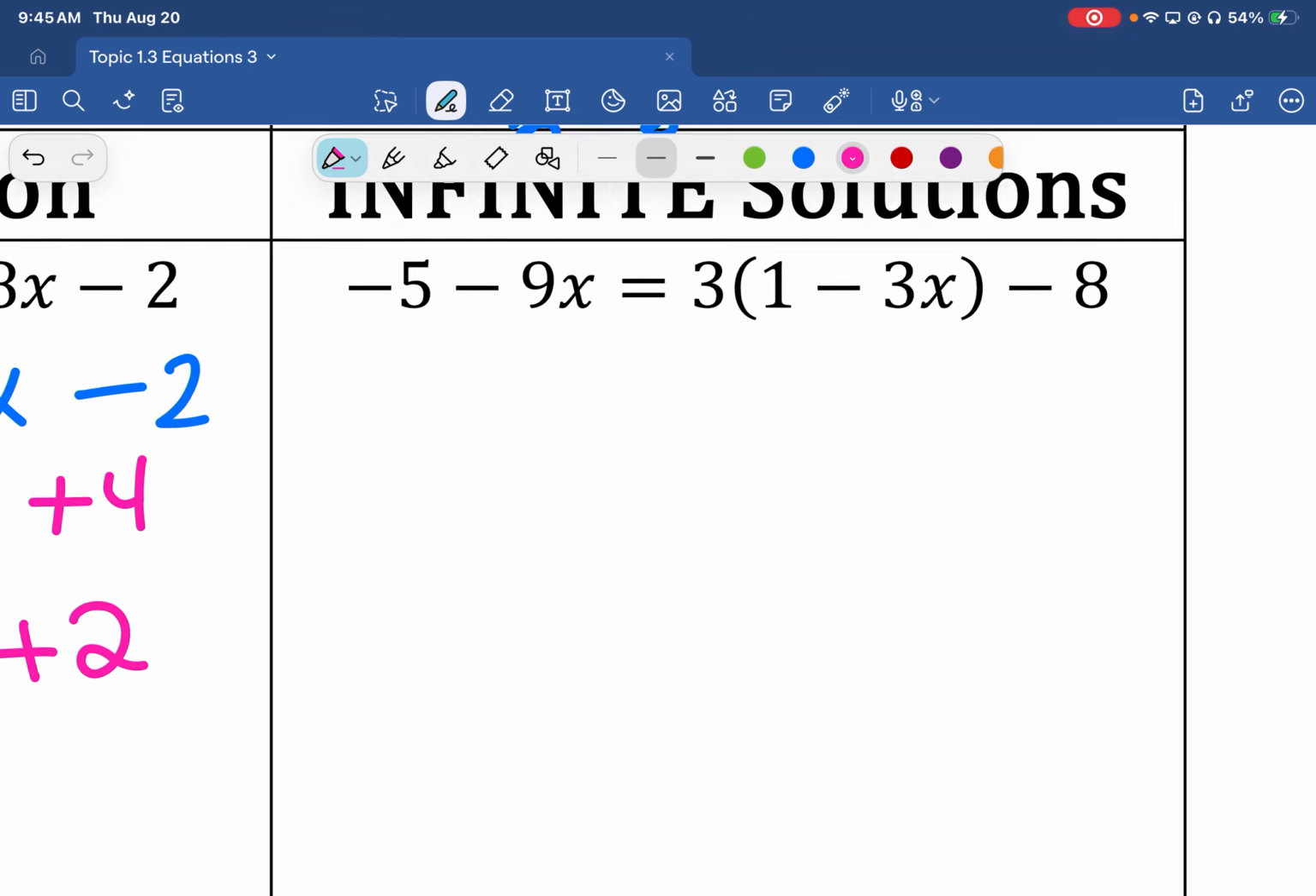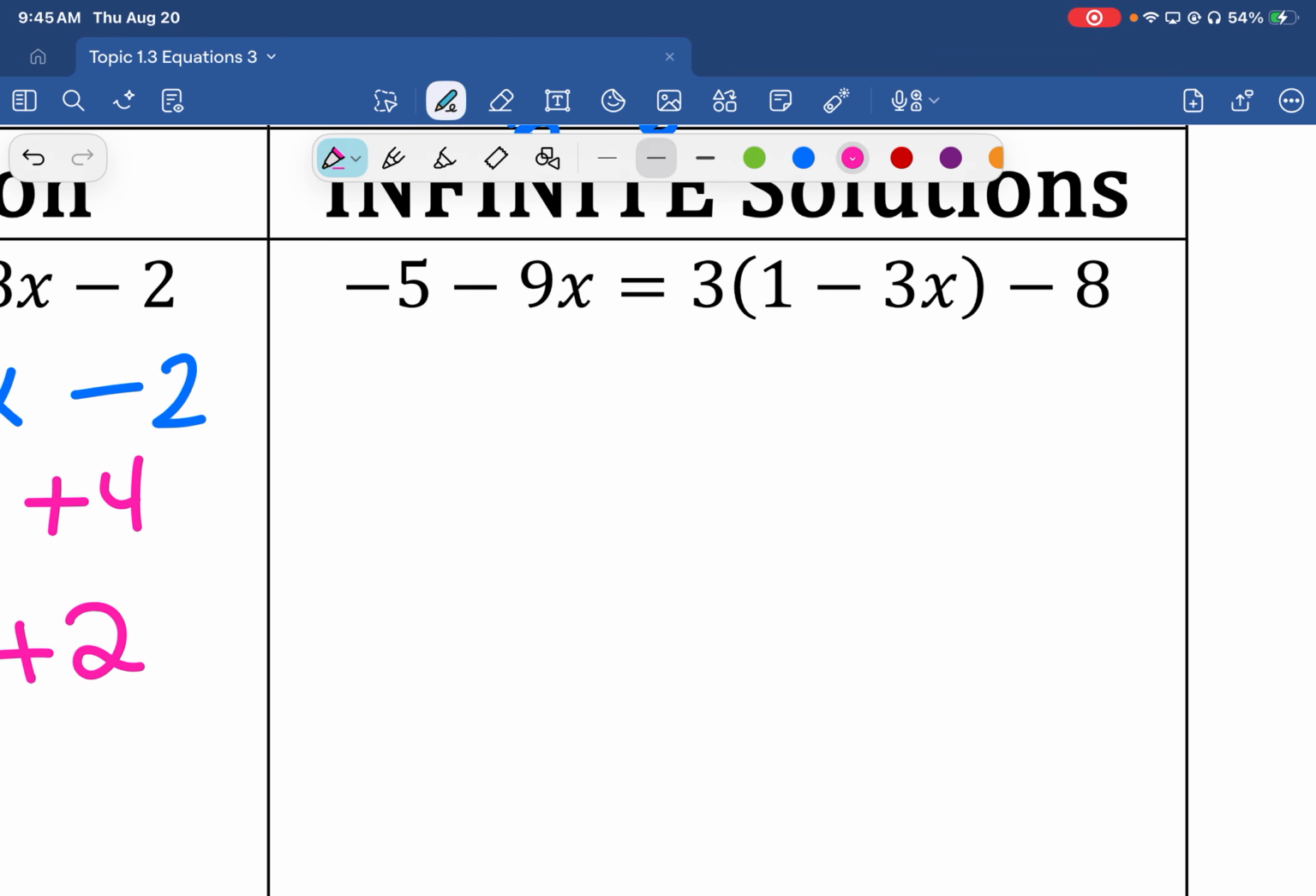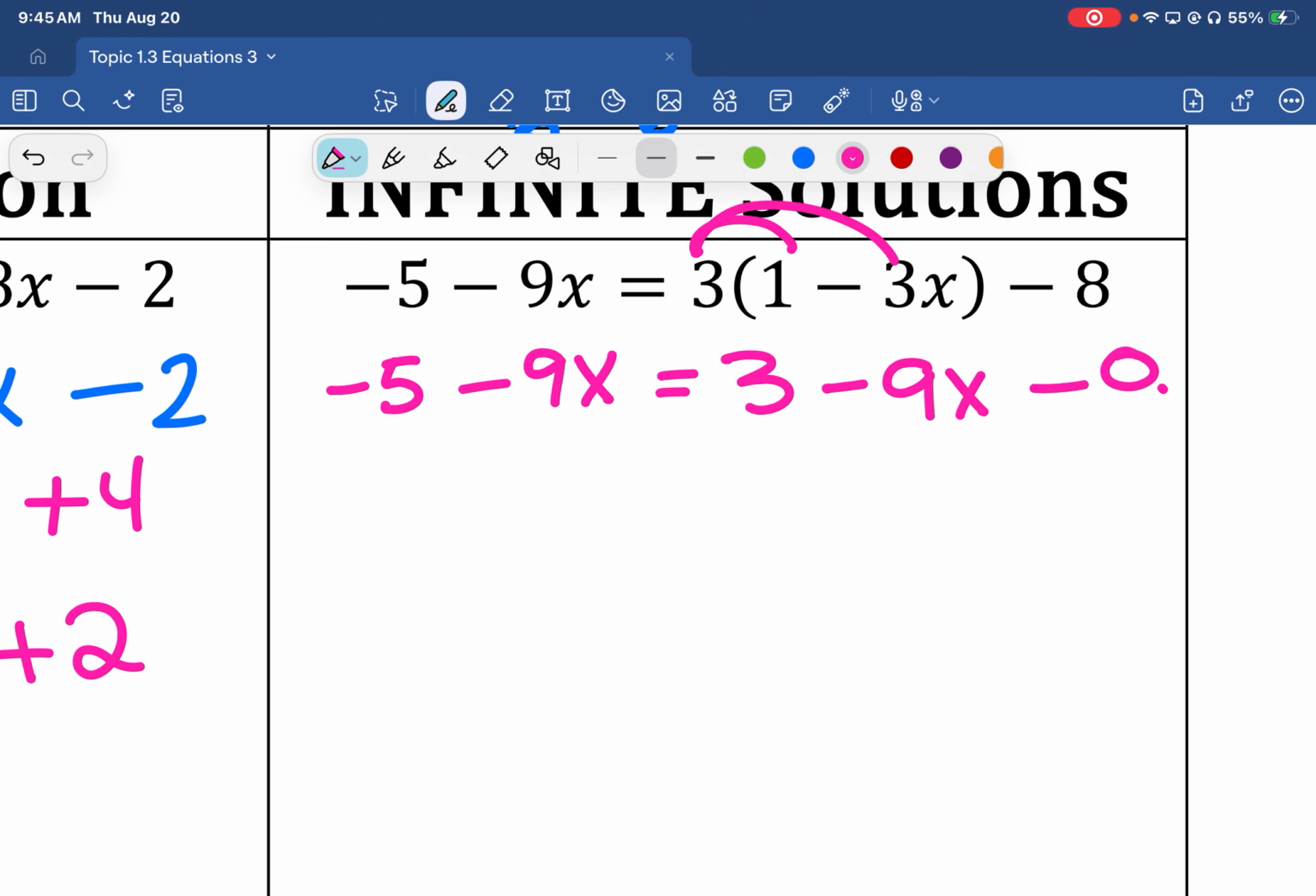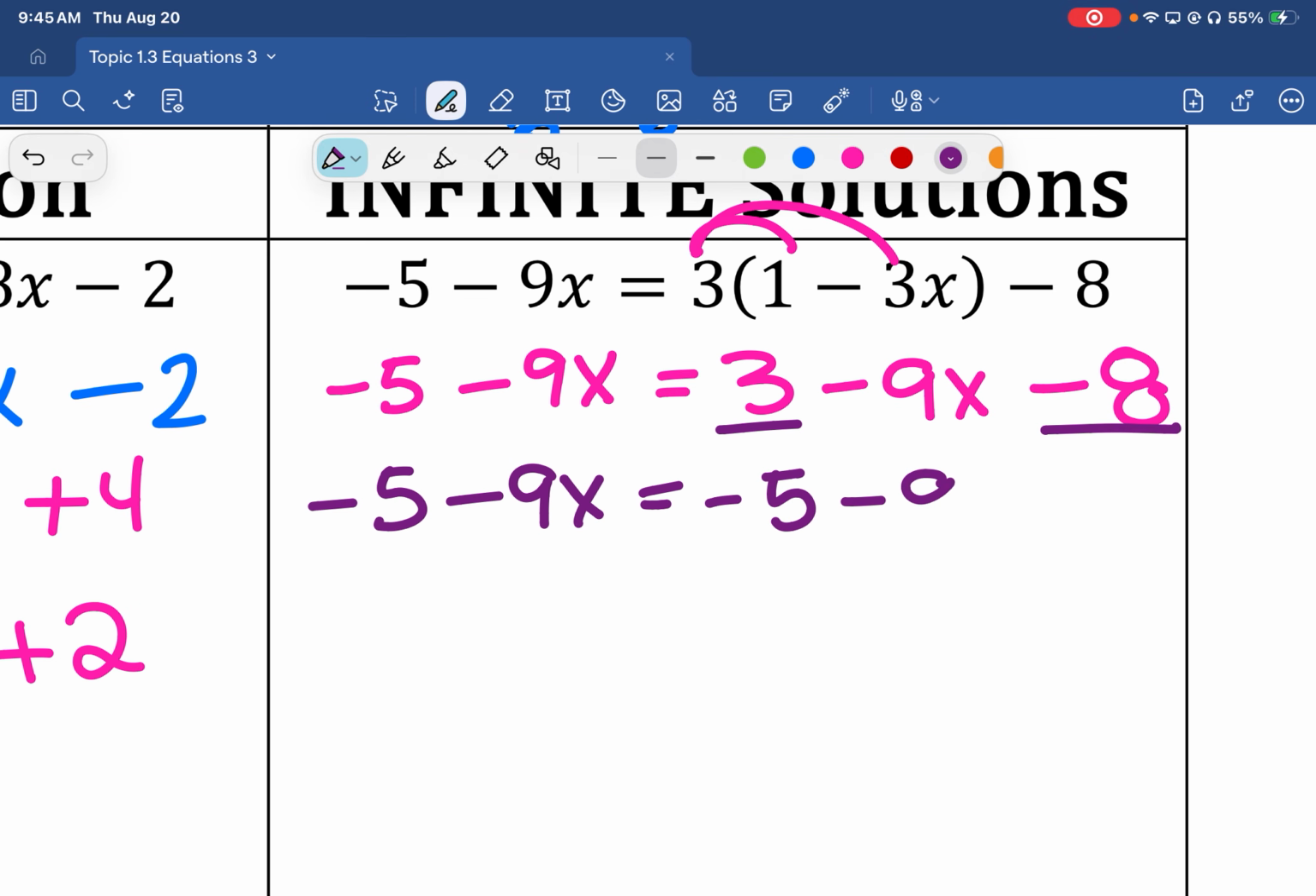Is there anything I need to do with that left side of the equation for this one? No. So we're going to just bring that down. Negative 5 minus 9x is equal to, what do I need to do with that 3 though? 3 times 1 is? 3 times negative 3x is? 9. And then bring down that minus 8. Do we need to combine like terms? So on the left-hand side, nothing needs to change. So we're just going to bring down negative 5 minus 9x equals, what is 3 minus negative 8? Negative 5. So we have negative 5 minus 9x.